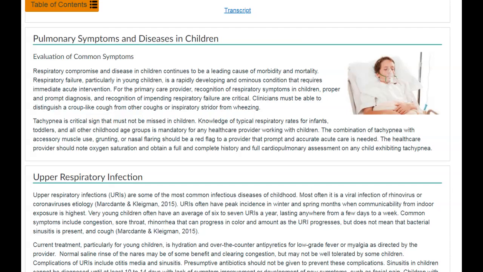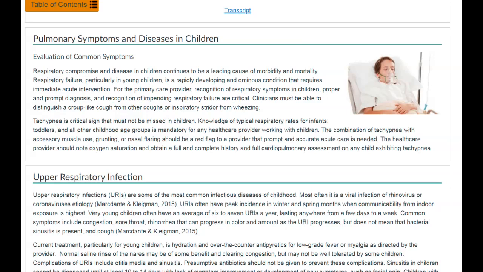For the primary care provider, recognition of respiratory symptoms in children, proper and prompt diagnosis, and recognition of impending respiratory failure are critical. Clinicians must be able to distinguish a croup-like cough from other coughs or inspiratory stridor from wheezing. Tachypnea is a critical sign that must not be missed in children.